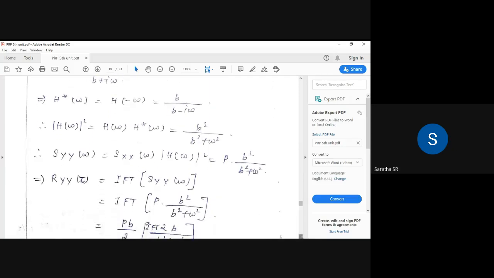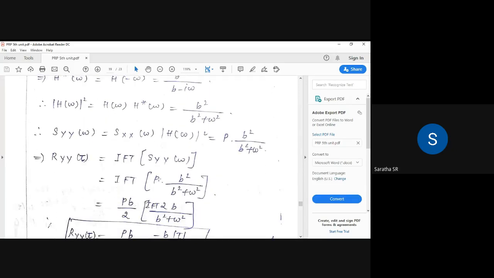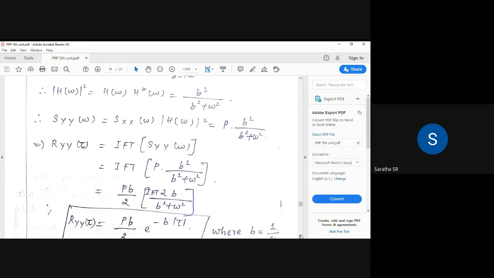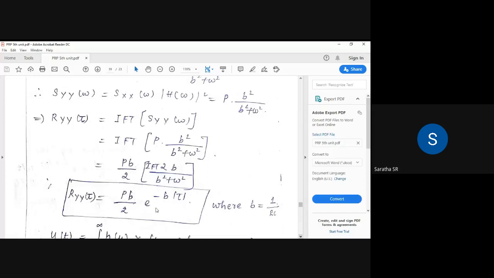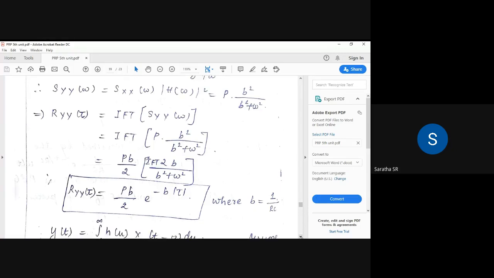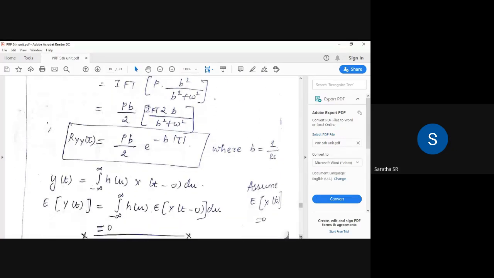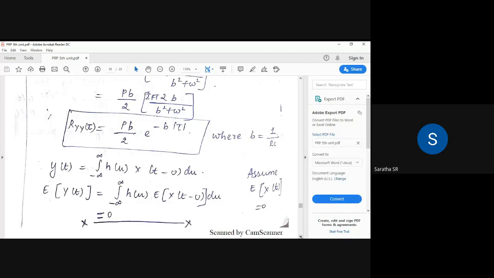So then we have to find Ry of tau with the help of the inverse Fourier transform. Here we know the direct formula, so no need to go for the definition. We'll replace it, then remove this b, then multiply 2 and 2. Then we'll get this form. So you know the formula for this, e power minus b modulus tau. We know the value of b as 1 by RC. So after doing the integration, we replace that value as 1 by RC.